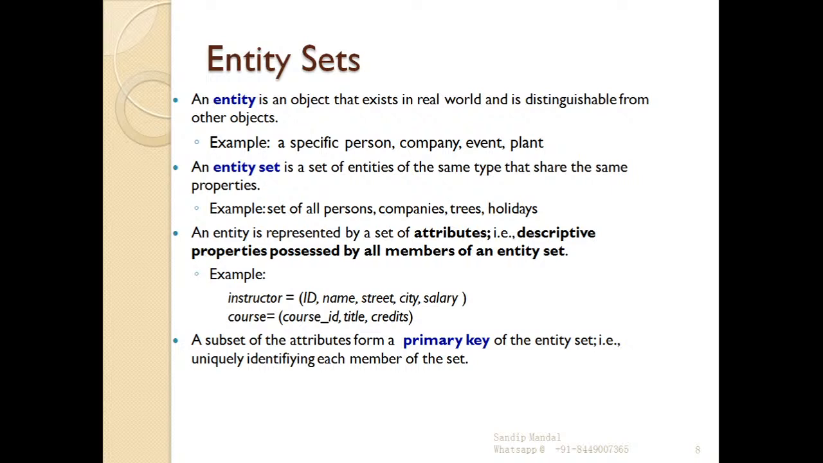Okay, and each entity must have some kind of identifiable features. For example, a man must have some kind of identification number, color, complexion, and some different values. So these values are considered as attributes. Okay, these values are considered as attributes.